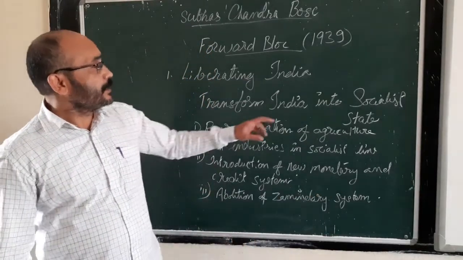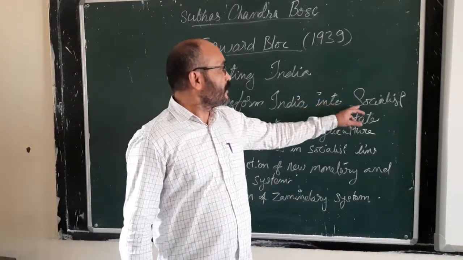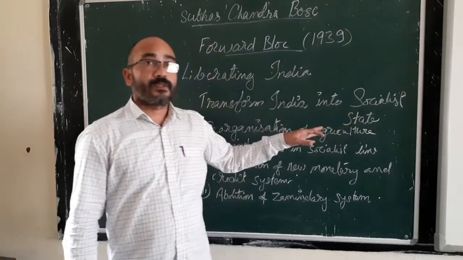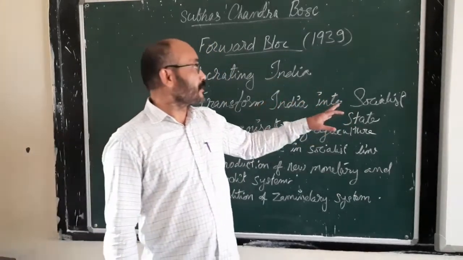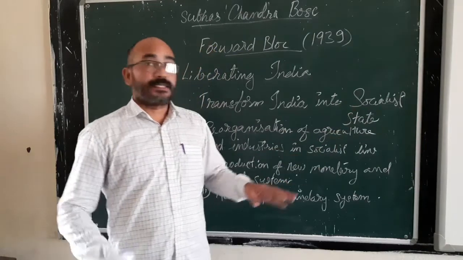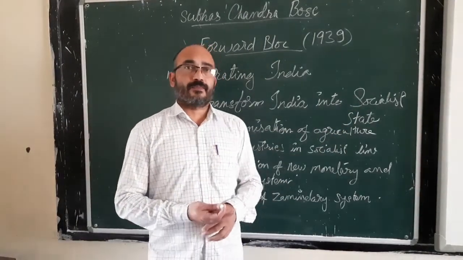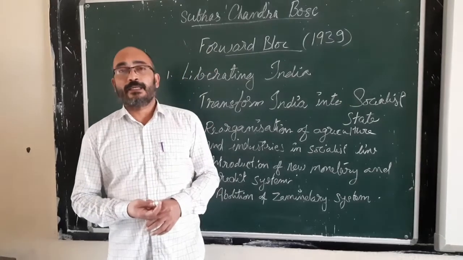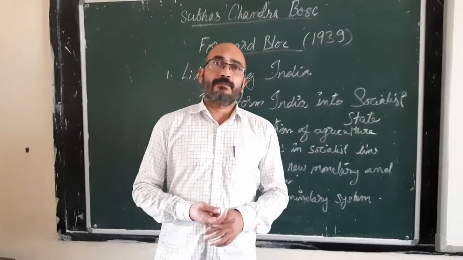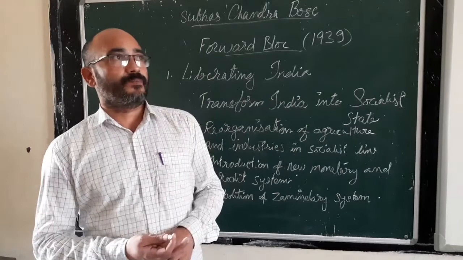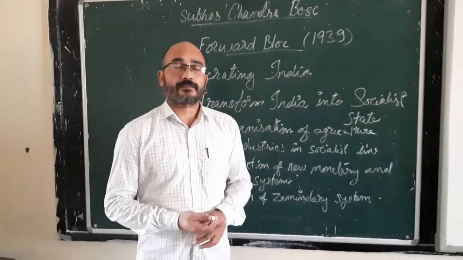Okay. And what is this socialist state or socialism? A state that follows a socialist form of government, or socialism. A government that follows socialism is called a socialist state. And what is this socialism?